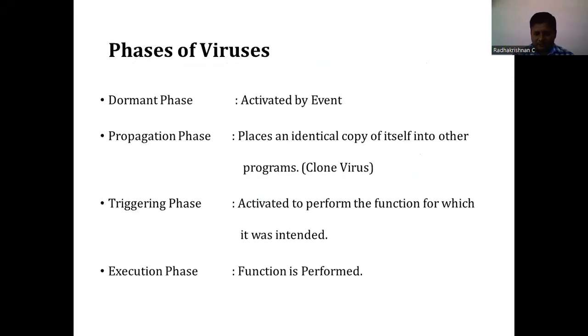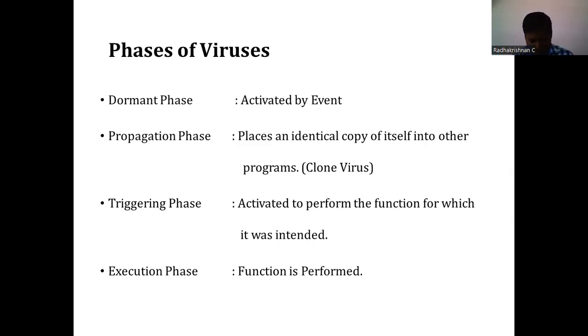So before going into viruses, we first need to know the phases of a virus: dormant phase, propagation phase, triggering phase, and execution phase. So in total the virus has four different phases. First one, the dormant phase, which is activated by an event. In this phase, when some activity or other event occurs, that particular type of virus will be initiated. That is the dormant phase.